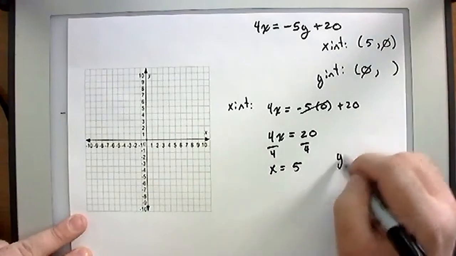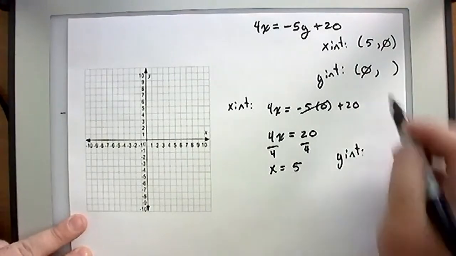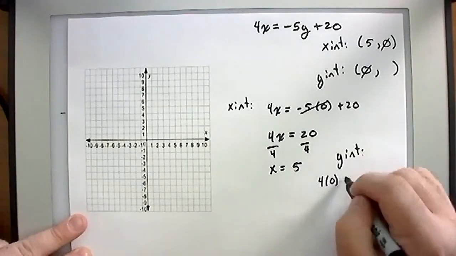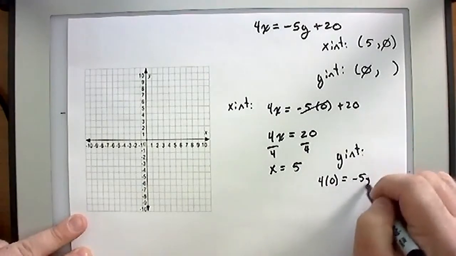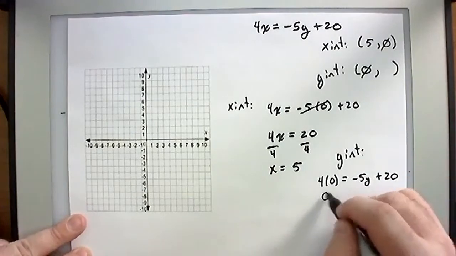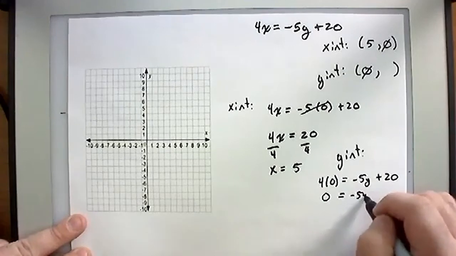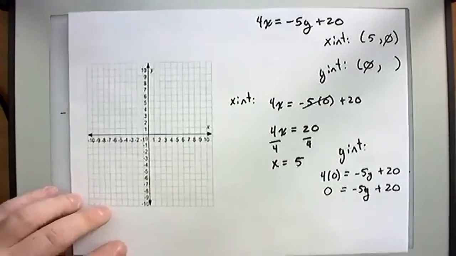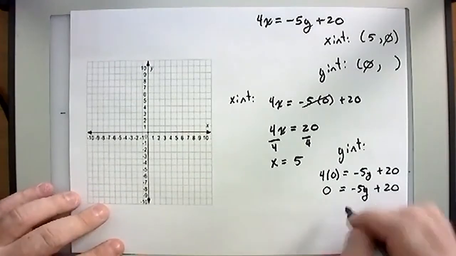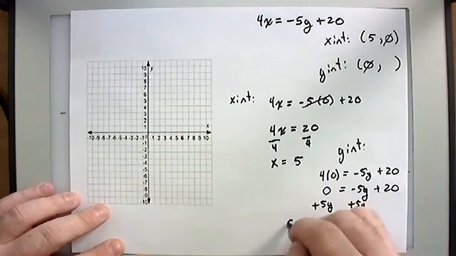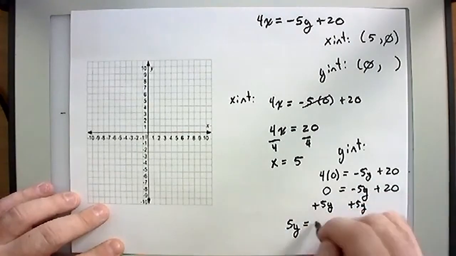Now over here, we'll do the y-intercept. Remember, we know x is 0. So we'll have 4 times 0 equals -5y plus 20. 4 times 0 is just 0. So 0 equals -5y plus 20. How you do this is up to you: move the 5y, move the 20. I'll probably just add 5y to both sides. So now I have 5y equals 20.